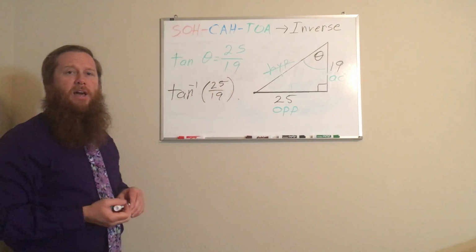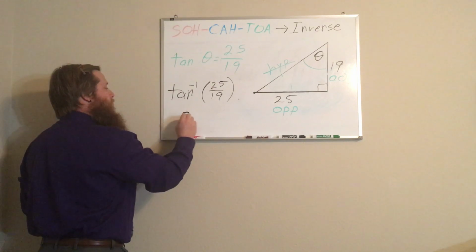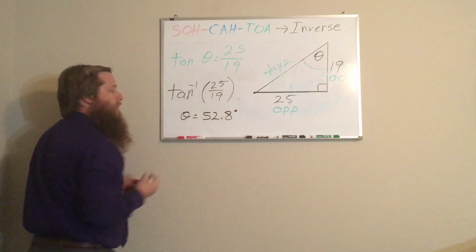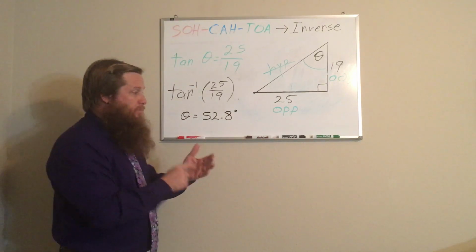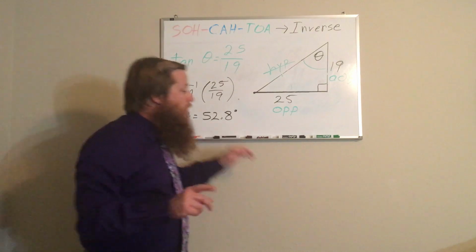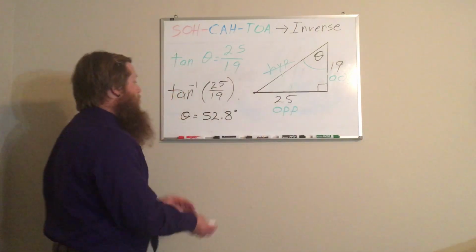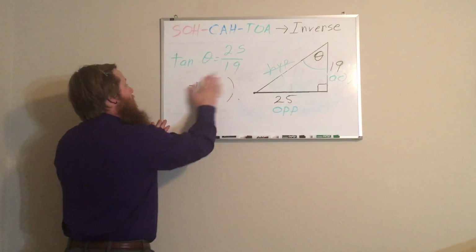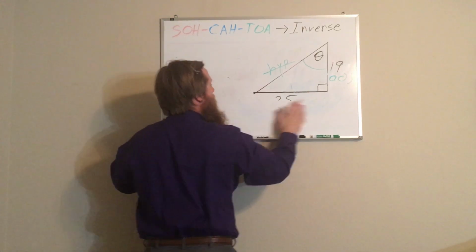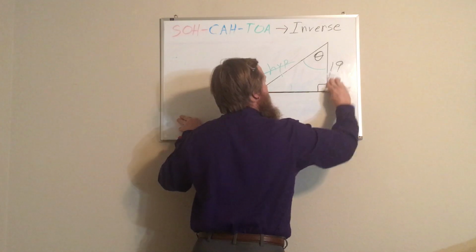You punch this into your calculator, we should get a value of theta that equals 52.8 degrees. You can pause the video, punch that in, make sure you are correct. If you are getting these correct now, you should get them correct in today's Google form. Let's go ahead and take a look at one more example today.